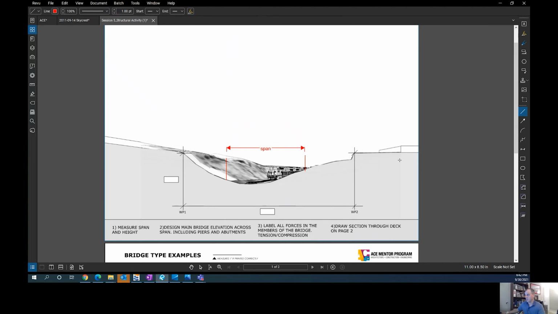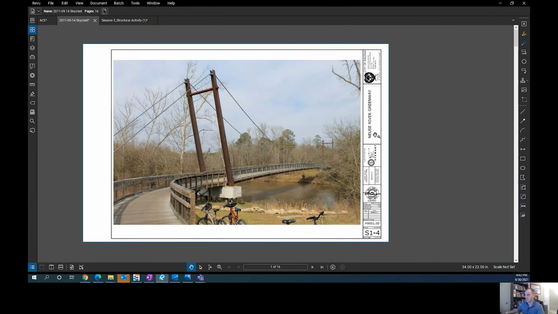Your abutments are at your work point 2 and your work point 1. I want to show you an example of a bridge that we at Stewart designed about 10 years ago. Some of you may be familiar with it. I think Charlie went over it in the video already. I want to talk to you a little bit about how we went through the same process in our plan set. So this is the Neuse River Greenway Bridge.